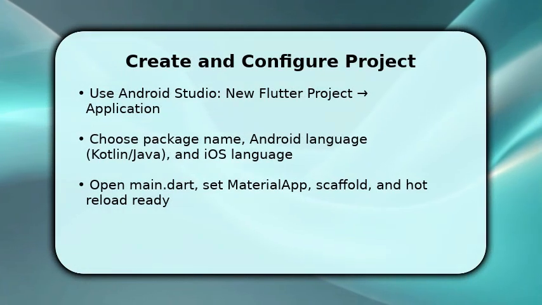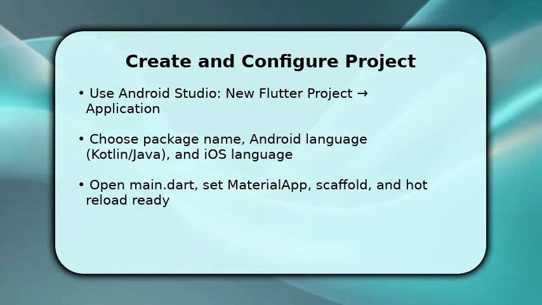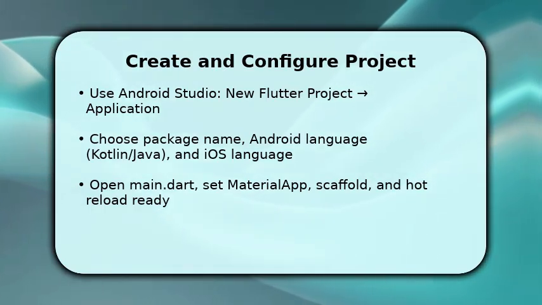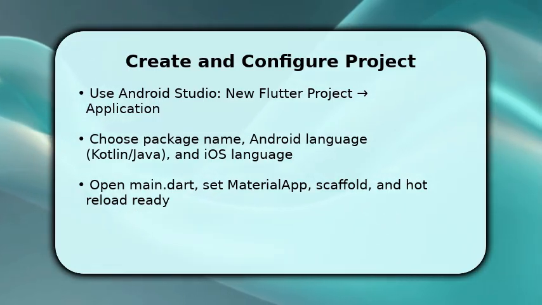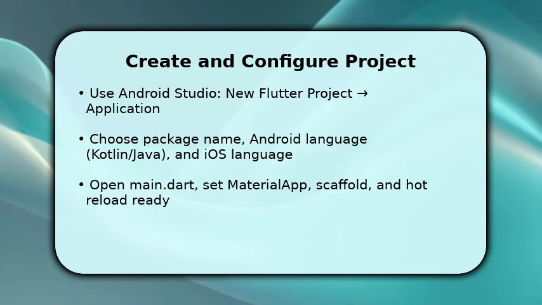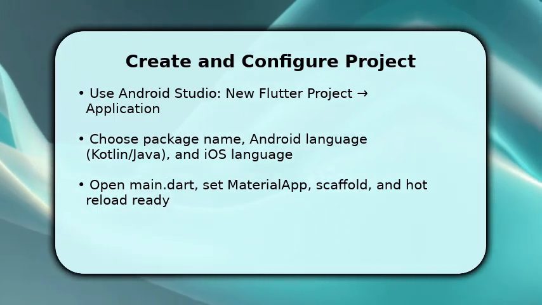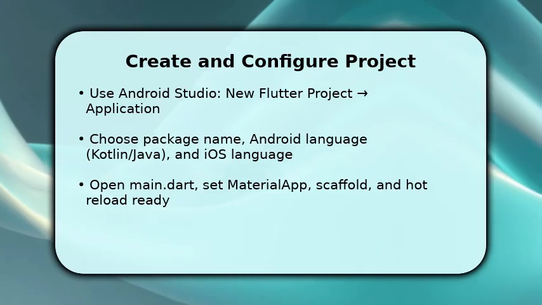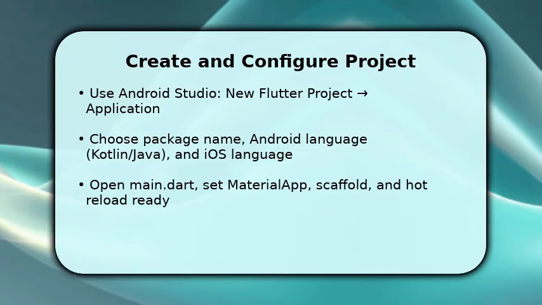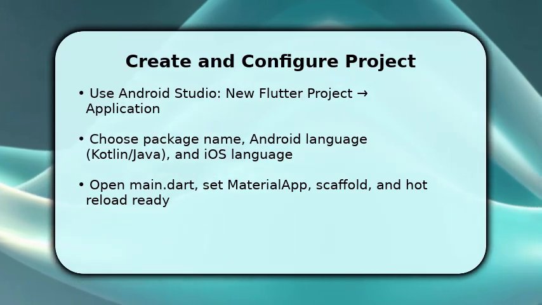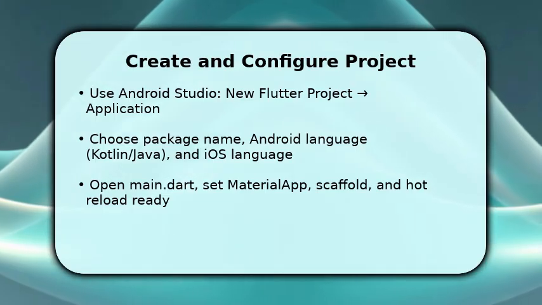You create a new Flutter project in Android Studio and pick a descriptive package name. Next, choose Kotlin or Java for the Android host and Swift or Objective-C for iOS if prompted. Open lib/main.dart and replace the starter widget with a clear MaterialApp and Scaffold so your UI has structure. Make incremental edits and use hot reload frequently to see UI changes immediately. Once the app builds, hot reload lets you iterate quickly without full reinstall cycles.